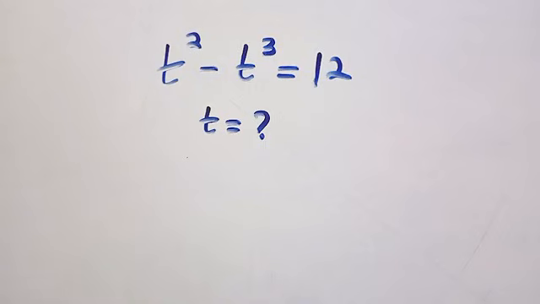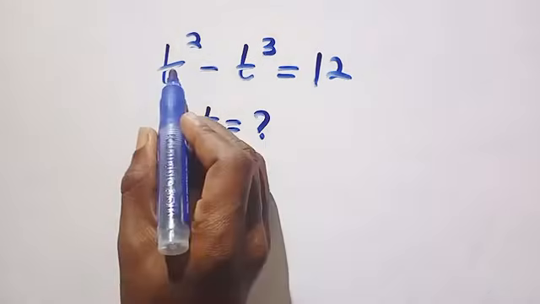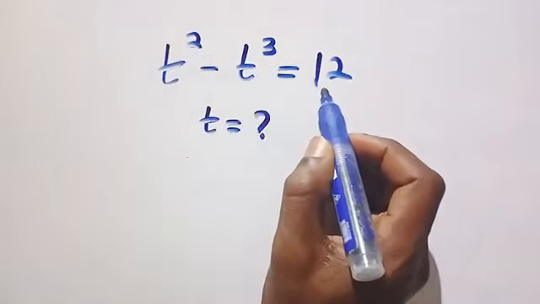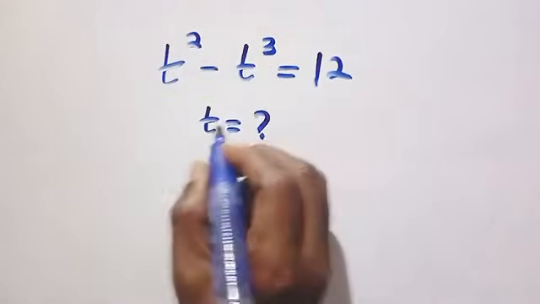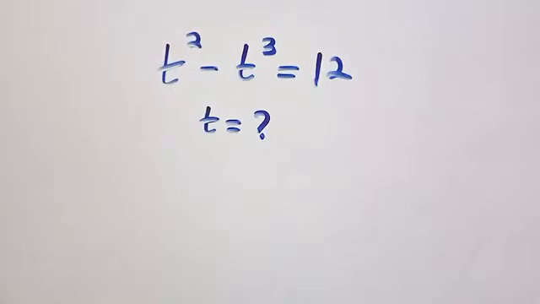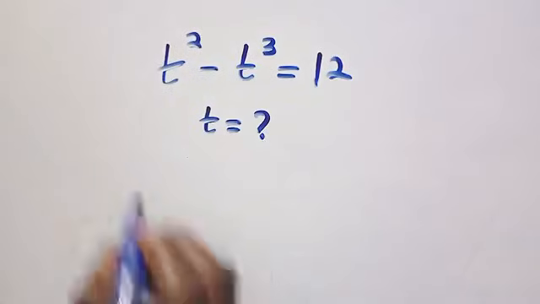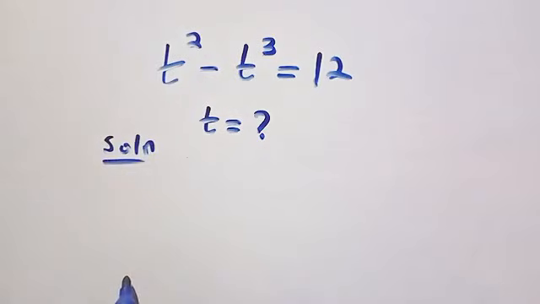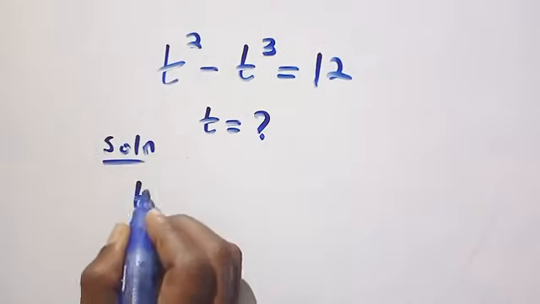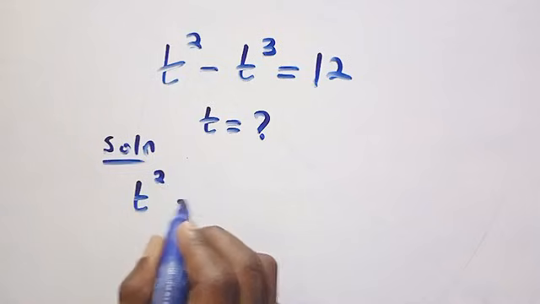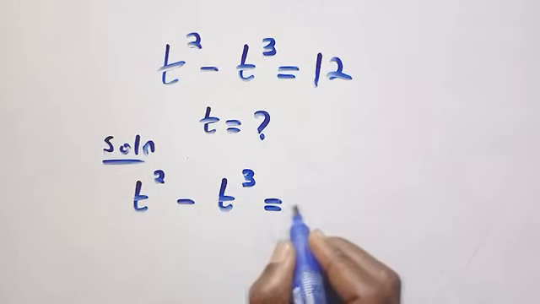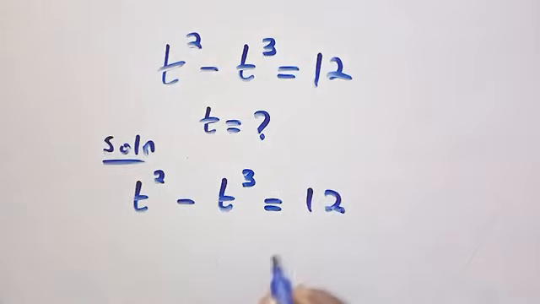How to solve these nice algebraic equations? Given that t power of 2 minus t power of 3 equals 12, what is the value of t? Let's see the solution. So here we have t power of 2 minus t power of 3 equals 12. So here is the given question.